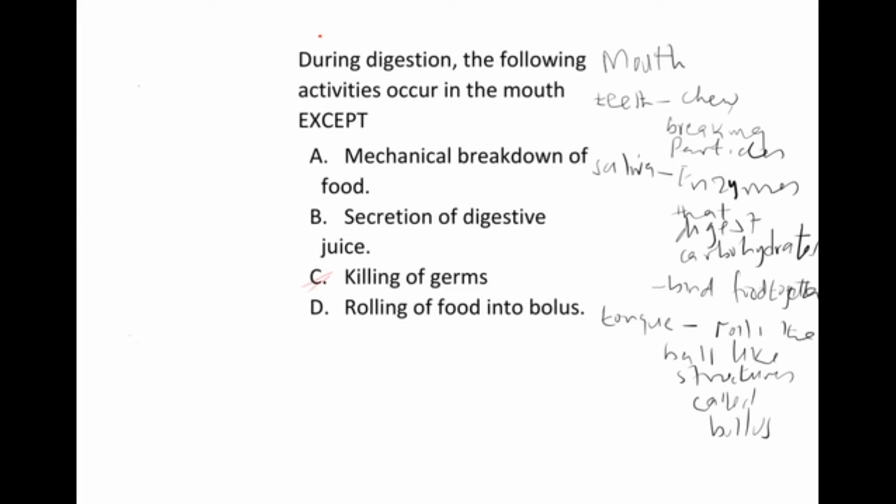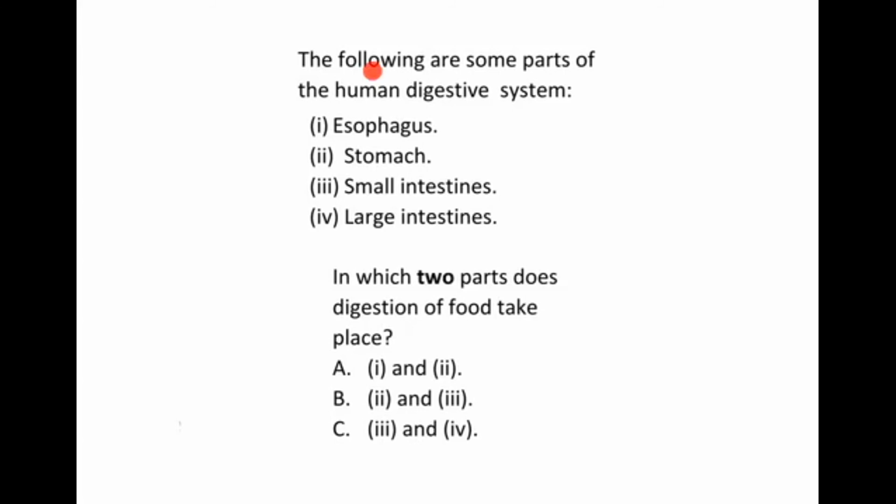Killing of germs comes in the stomach, where there is production of gastric juice that contains hydrochloric acid, which kills some of the germs that enter with the food. The following are some parts of the human digestive system. Roman 1, esophagus. Roman 2, stomach. Roman 3, small intestine. Roman 4, large intestine. Then our question is, in which 2 parts does the digestion of food take place?